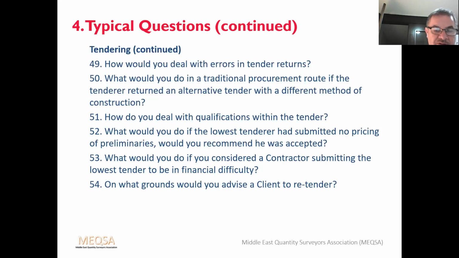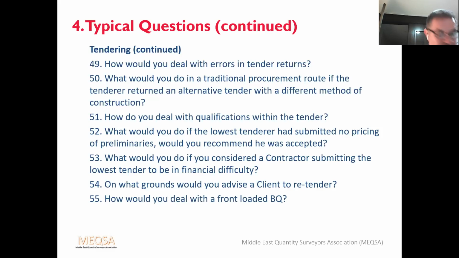So the contractor's bond is the key there. On what grounds would you advise a client to retender? Well, personally, if not enough tenderers had returned tenders, if the tendering procedure is believed to be compromised for some reason, if tenders were not at the cost level required and it's believed that retendering to different tenderers would provide a different result, or if design changes or value engineering have been carried out that will significantly change the design that was originally tendered on.